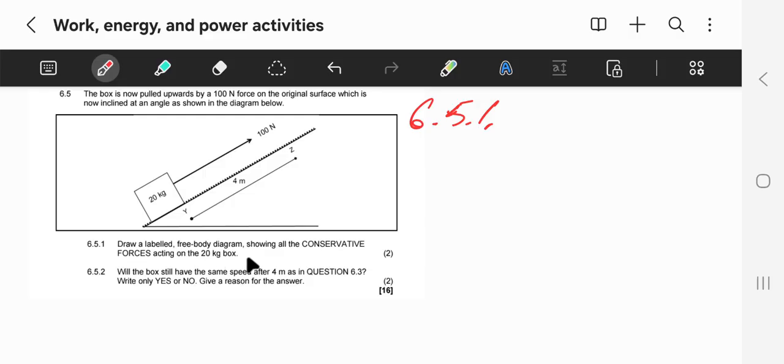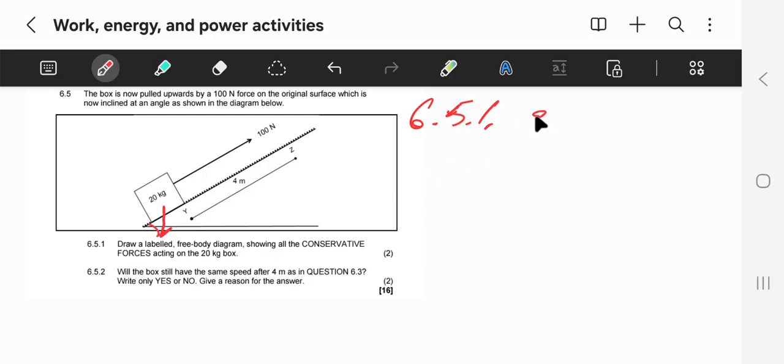the 20 kg box. So guys, if we remember what the conservative forces are, let's start with the definition. A conservative force is a force for which the work done on the object is independent of the path taken. That is the definition of a conservative force. And the examples of conservative forces are your gravitational force, your electrostatic force, and your elastic force. So in this case, which force happens to be conservative? It is definitely going to be the force of gravity.